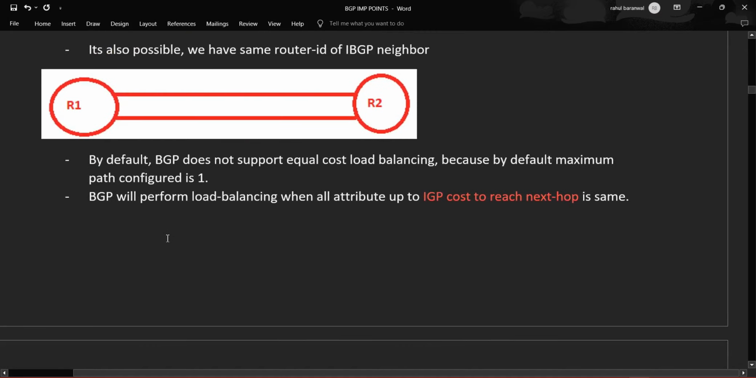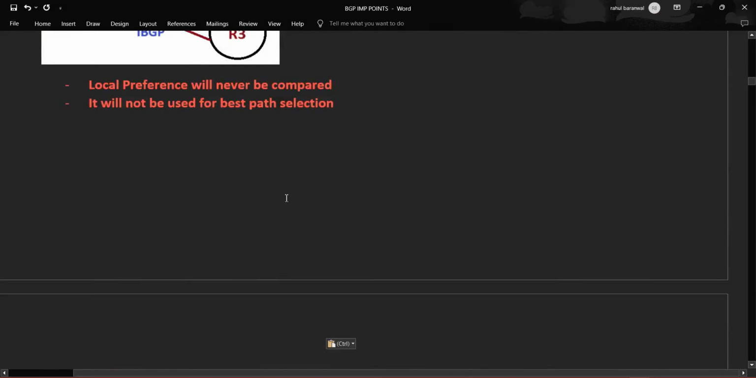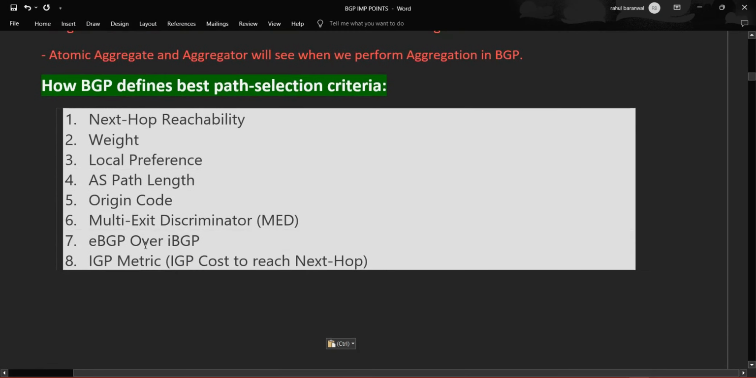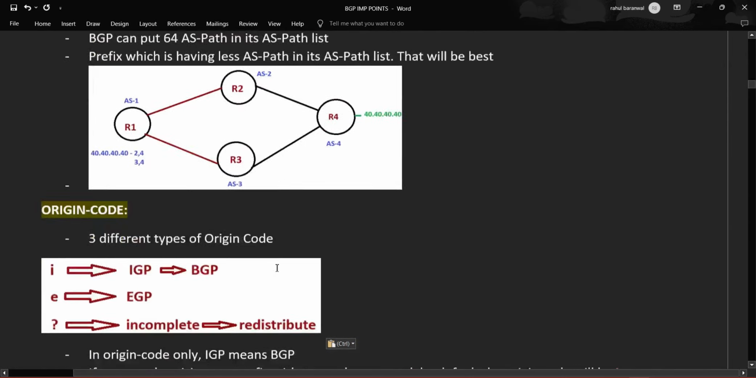One more thing we need to keep in mind is that BGP does not support equal cost load balancing by default, because the maximum path configured is 1 in BGP. So BGP will perform load balancing when all attributes up to IGP cost to reach next hop are the same. Here we have written all those criteria. If from next hop reachability to the eighth criterion, IGP cost to reach next hop, none of these criteria are able to decide which path will be best, then it will perform equal load balancing.